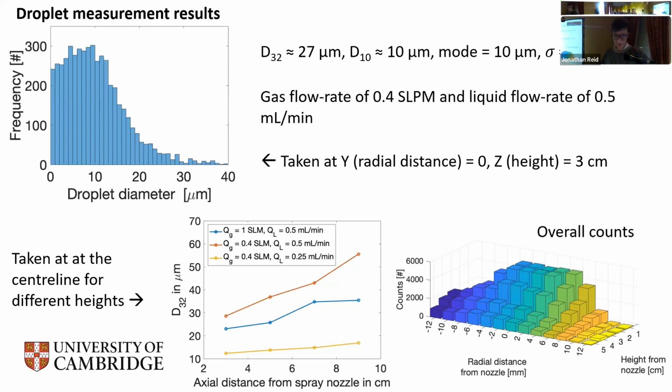If you do the other way around and you keep the gas flow rate the same and you decrease the liquid flow rate, then you also find that you decrease the droplet sizes as expected. And in terms of counts and where they're located, as expected, you have the highest concentration of droplets near the nozzle, and you get this cone shape that actually comes out of it.